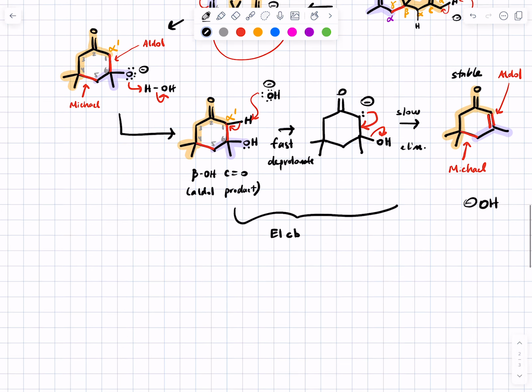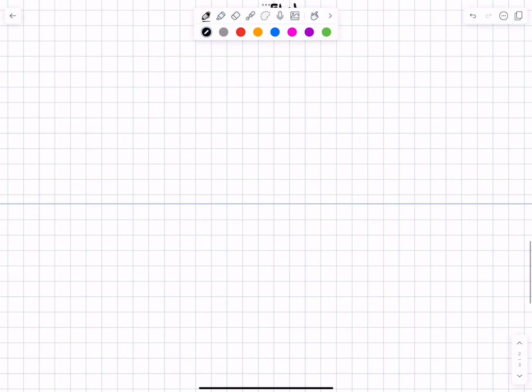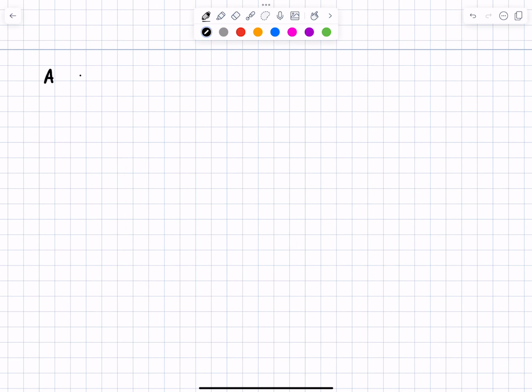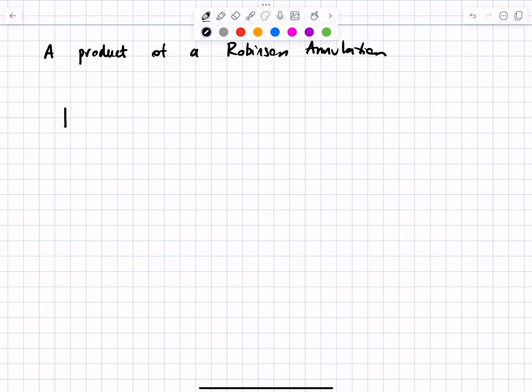All right, so let me draw now a product which I will tell you is the product of a Robinson annulation reaction. I guarantee you that something in this format will be at least one of the questions on the exam, because they're so easy to write and so fun to look at.